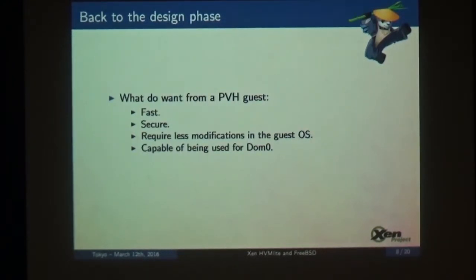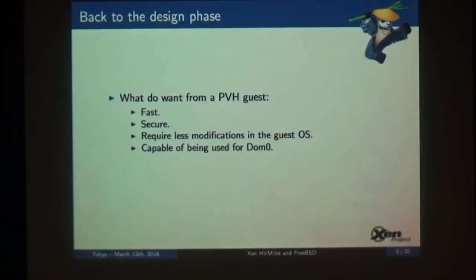We want to limit the number of lines of Xen code that we need to place inside of the guest in order to run in this mode, because we want to have more operating systems that can run as PVH guests. As PV guests, only two operating systems supported it: one was Linux, the other one was NetBSD. And it requires a lot of coding that's hard to maintain. We need a lot of people to work on that, and we don't want to do this anymore.